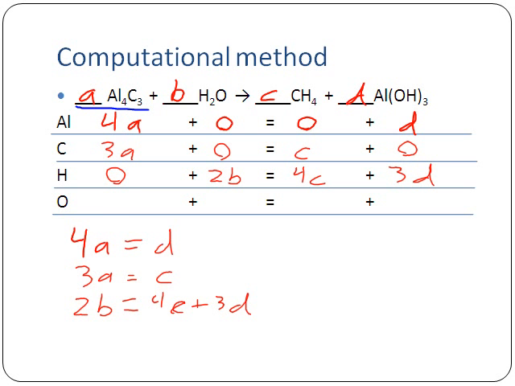Now my last equation: I have no oxygens in the first term. In the second term, I just have B oxygens. In the third term, I have no oxygens. And in the fourth term, I have a total of 3D oxygens. So I say that B is equal to 3D is my last one.